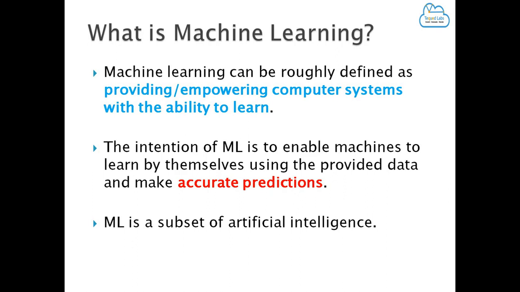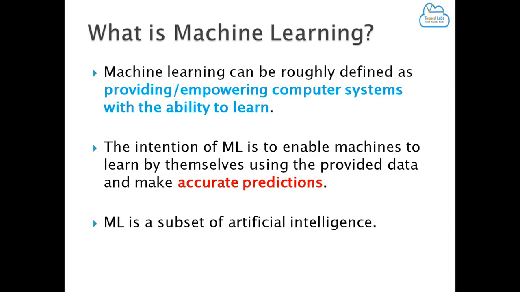The whole concept of machine learning is pretty simple. It is nothing but giving computer systems the ability to learn and make predictions. It must be able to predict that this particular thing will happen, or this particular result will occur. All those things are happening with the help of machine learning. Machine learning is not exactly equal to artificial intelligence. It is a part, or a subset, of artificial intelligence.